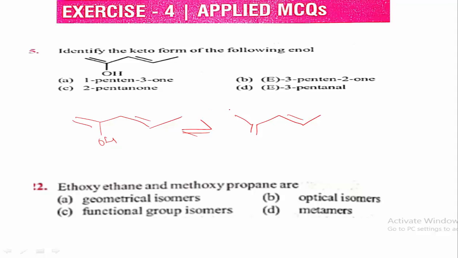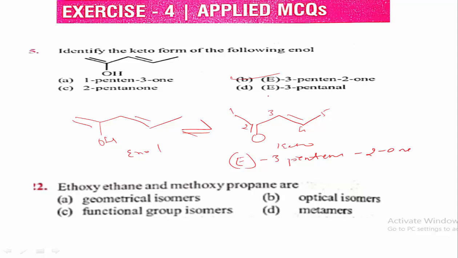Yes, here 1 2 3 4 5. Is it right? Yes, here this is the keto form, and this one is the enol form. Is it right? Yes. What is the name of this compound? Students, remember the name of the compound, I write like this: E-3-penten-2-ol. Means option B is the right answer.